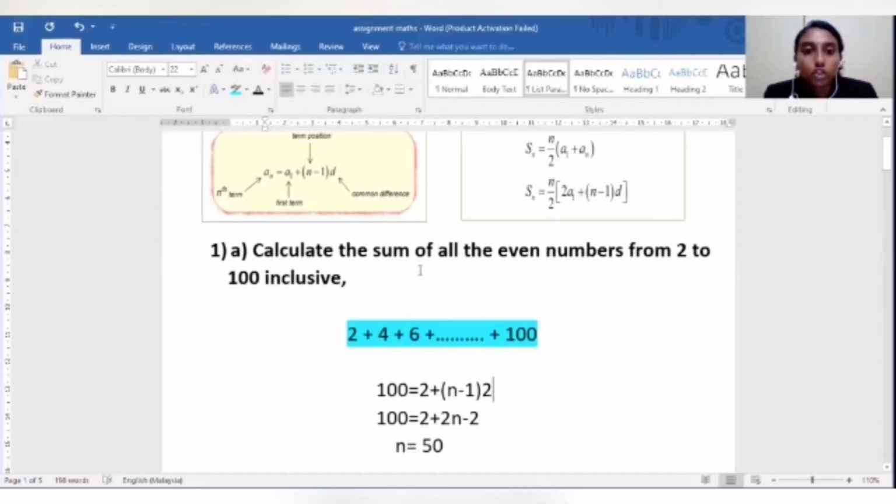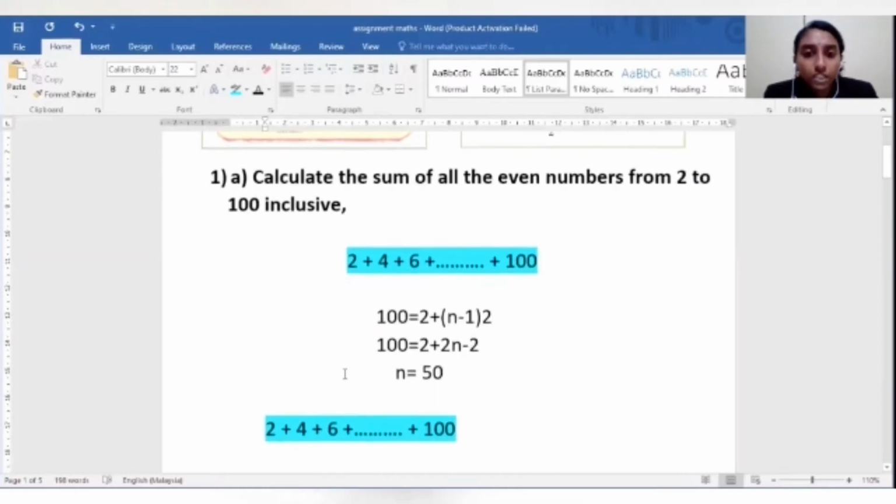This 2 is actually the common difference. How do I get the common difference? It's actually simple. For negative 2, we will get 2. That's the common difference. So after we finish that, we can multiply this, we can times with this. After we times, we will get this, and then the last answer will be 50.